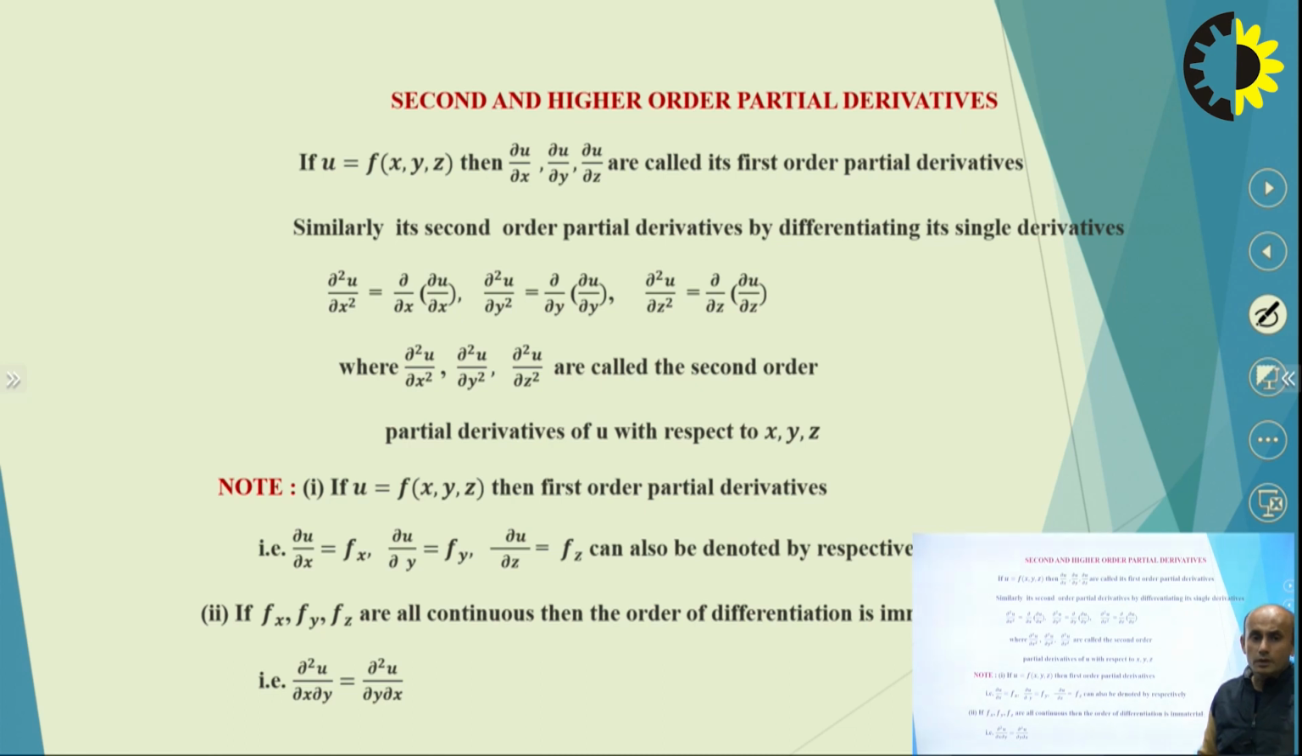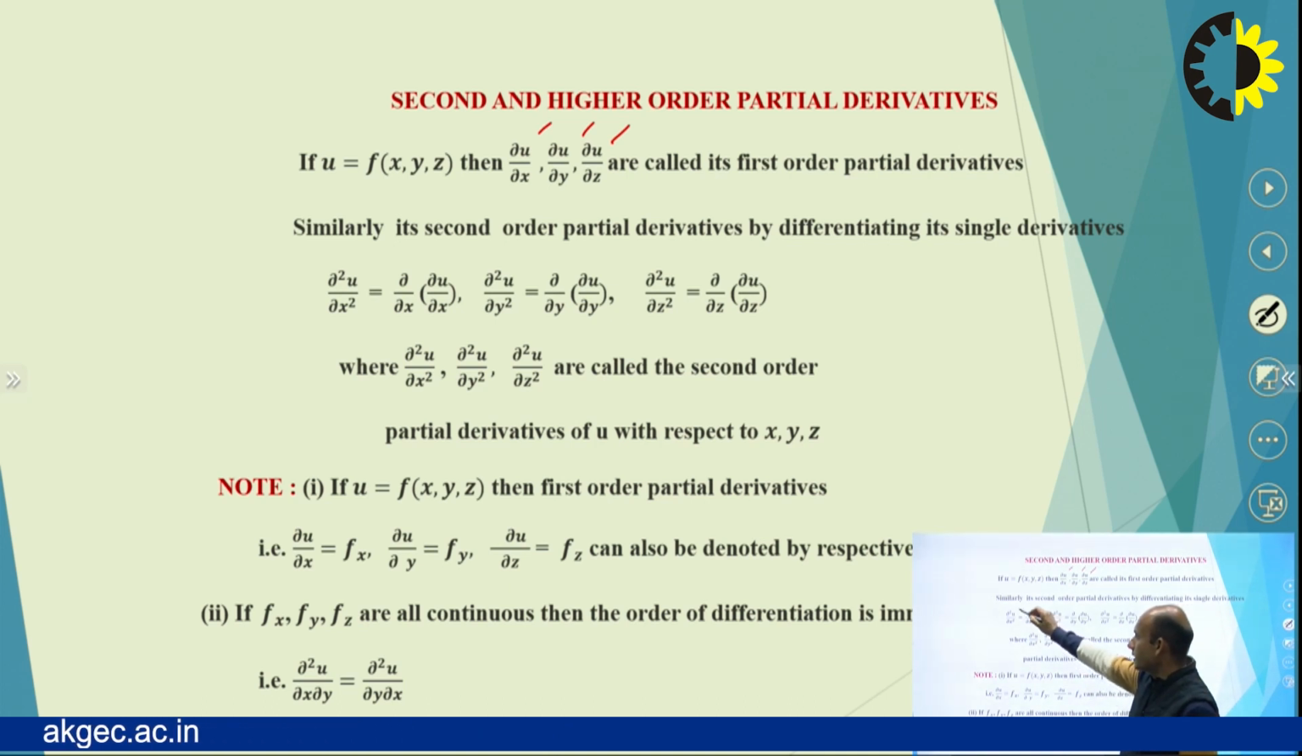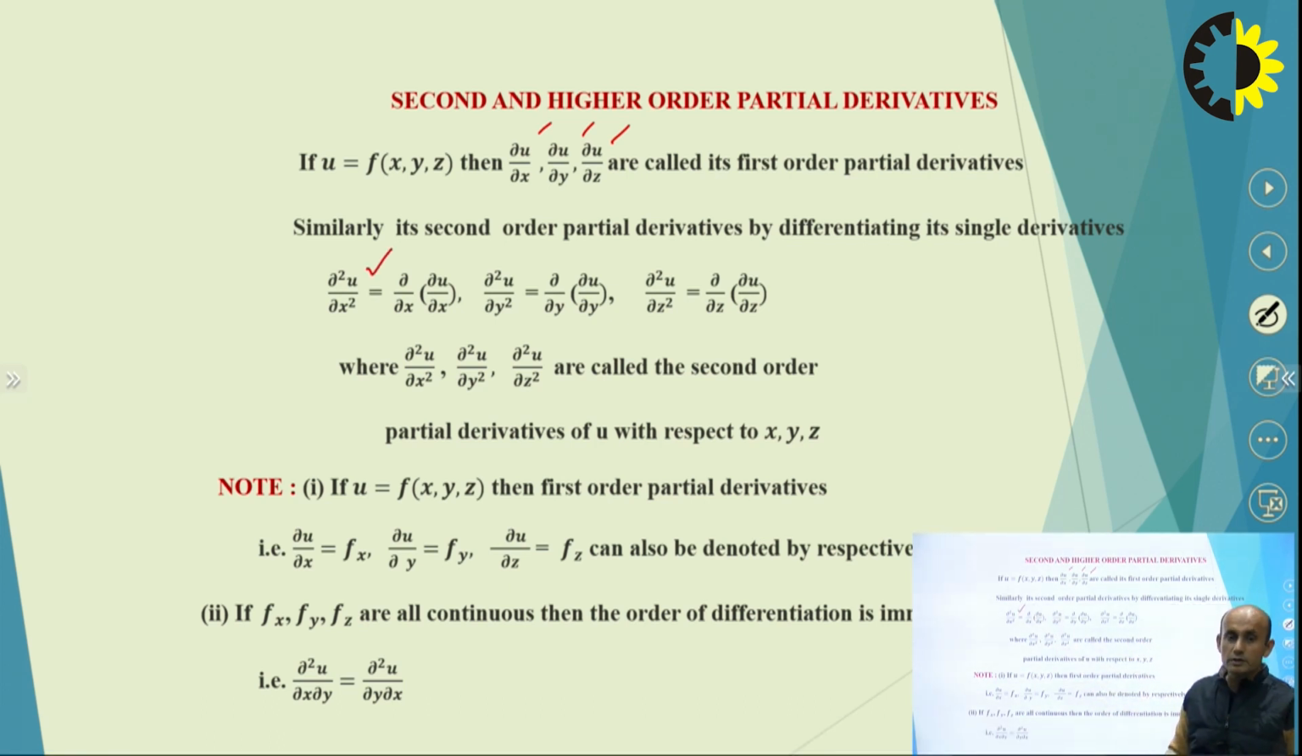Now, we have the second and higher order derivatives of the function. Suppose u is a function of x, y, z, then del u upon del x, del u upon del y, and del u upon del z are the partial derivatives of first order. And suppose we have to differentiate the function further, suppose we have to find del 2 u upon del x square, and this is the partial differentiation of the function two times with respect to x.